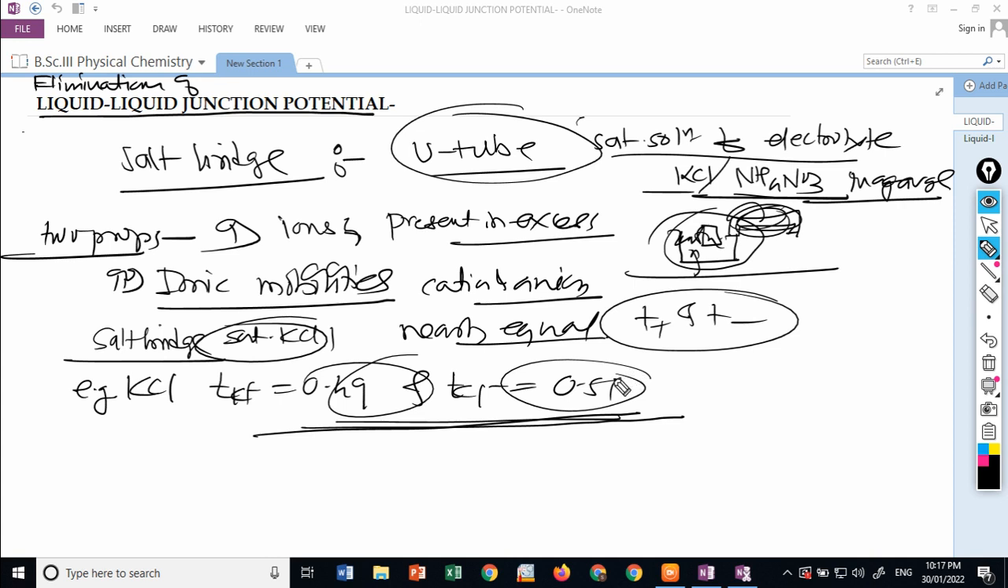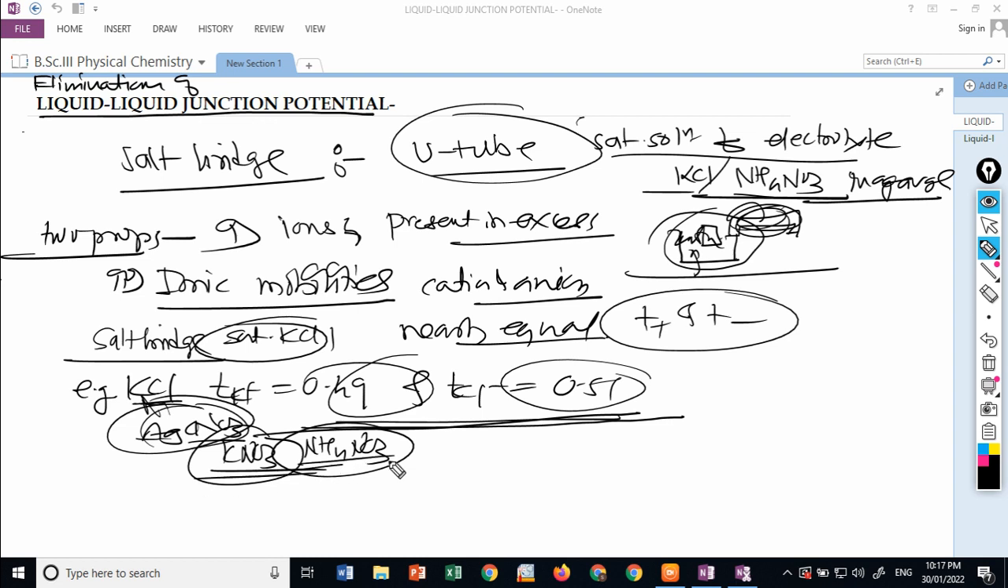KCl cannot be used, for example, in a cell containing AgNO3. If the cell contains an AgNO3 electrode or electrolyte, we cannot use KCl because AgNO3 reacts with KCl to form silver halide. So here we cannot use a KCl salt bridge. Here we can use a KNO3 salt bridge, KNO3 or NH4NO3. So the salt bridge will contain these electrolytes in the case of a silver nitrate electrode. Here we have seen the elimination of liquid junction potential.